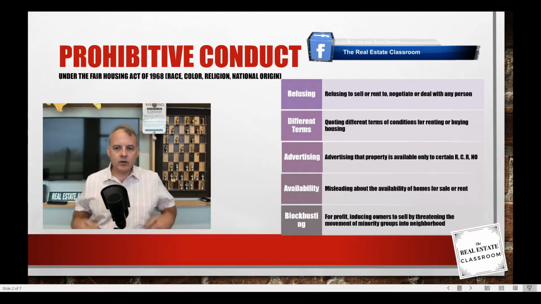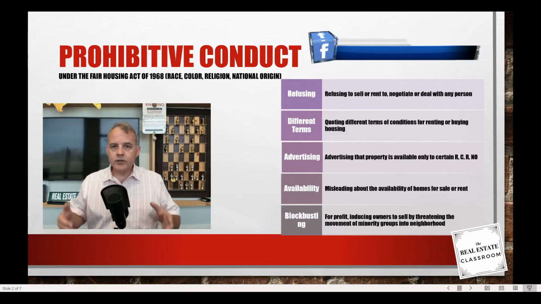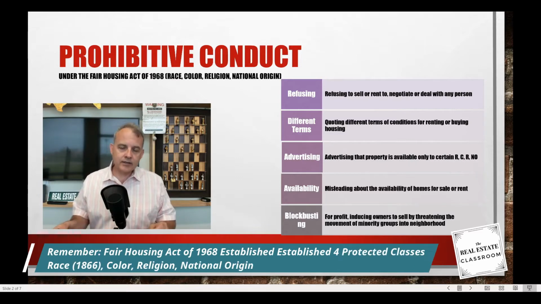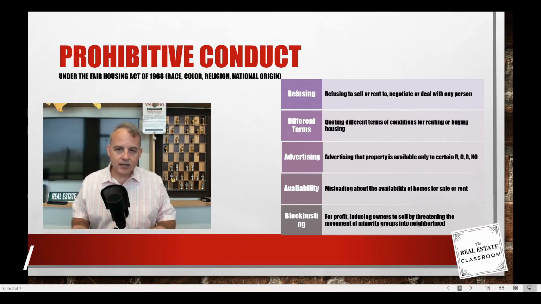Prohibitive conduct. Now, the first part, I'm going to talk about the things that you cannot do that are discriminatory in nature and that are a violation of the fair housing laws based on the 1968 Fair Housing Act. Now remember, race, color, religion, and national origin were added in 1968, along with this prohibitive conduct. All right, so let's take a look here.